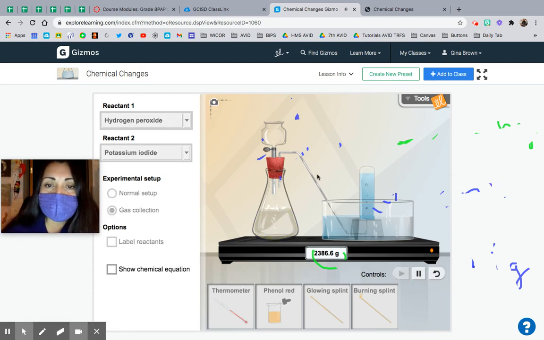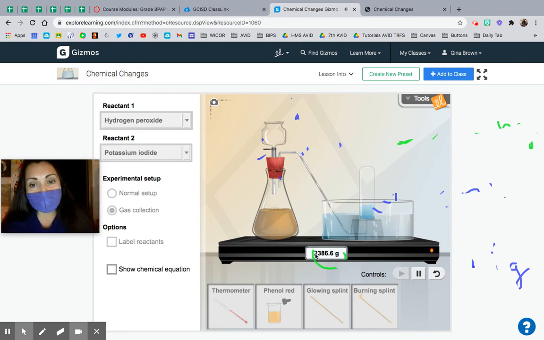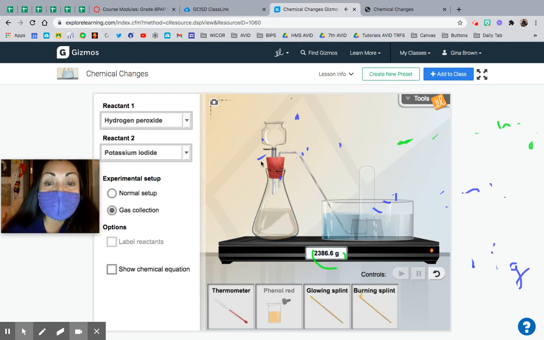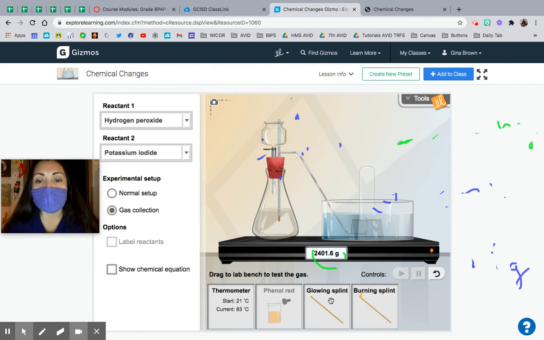And it does that original initial, pulls the stuff out of here, puts it in there, and now notice how they both went clear. Started off at 2,386.6 grams, and it ended at 2,386.6 grams. Notice how it's closed. It has a cover on it, so it kept all that in there. I'm going to add the thermometer. Started at 21, went to 83, so there was a temperature change.